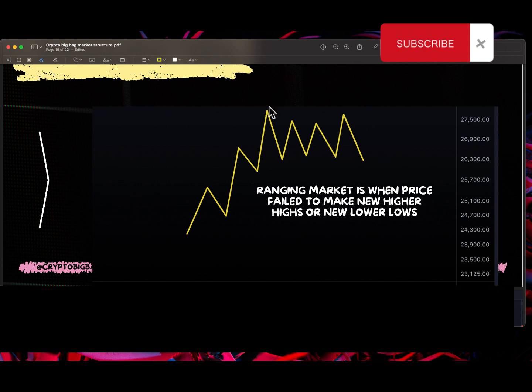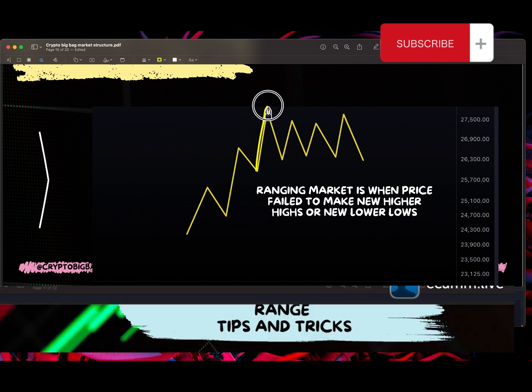Then, when markets start making highs and lows that fail to break either side of the highs and the lows, that is a ranging market, right? In a ranging market, price is going to move up, create a high, then fail to go higher and fail to go lower. It's just going to be going sideways. This is a ranging market, a consolidating market.